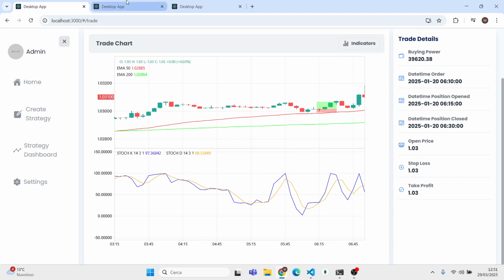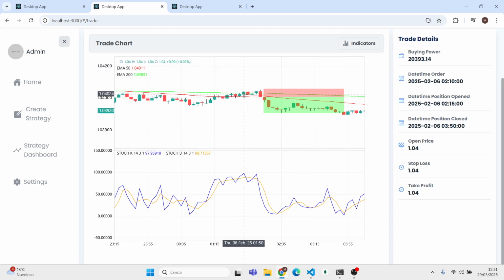Okay, let's take a look at another trade, in this case a sell one. We can see that for at least 15 candles EMA 50 is below EMA 200, and then we can see that the stochastic goes from above 80 to below 80. Let's take a look at this candle. The value of the blue line is 47 and the value of the yellow line was 76, and before it was 96 and 86. So both lines are now below 80, so this is a signal to open a short position, and as you can see it was another success.